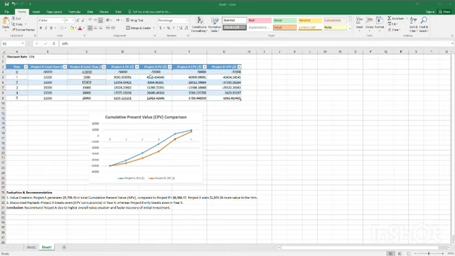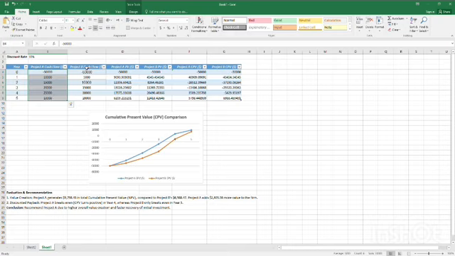So let's examine our raw data set in Excel. In cell B1, we entered our discount rate of 10%. Column A represents the time horizon from year 0 to year 5. Column B shows the undiscounted cash flows for Project A. Year 0 is minus $50,000, followed by $10,000 in year 1, $15,000 in year 2, $20,000 in year 3, $25,000 in year 4, and finally $10,000 in year 5.